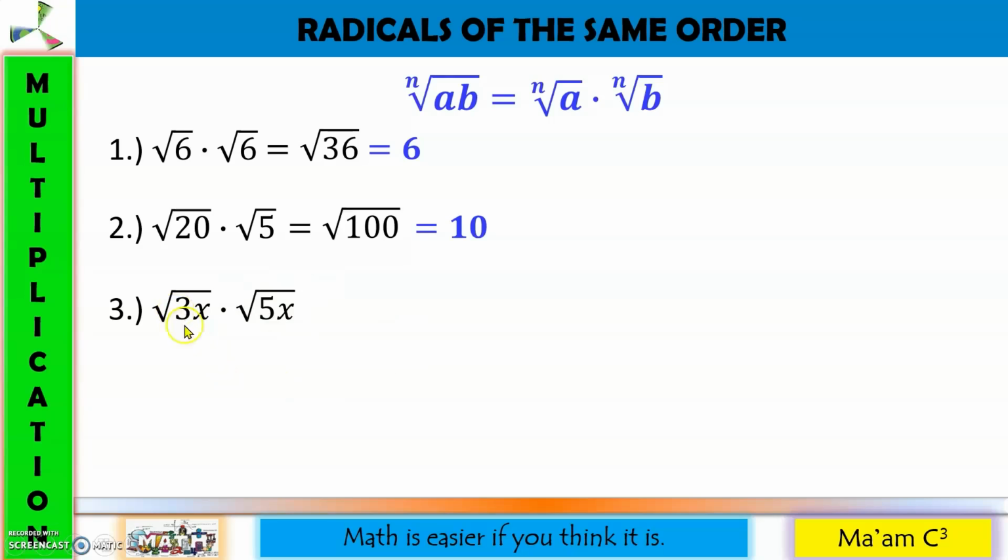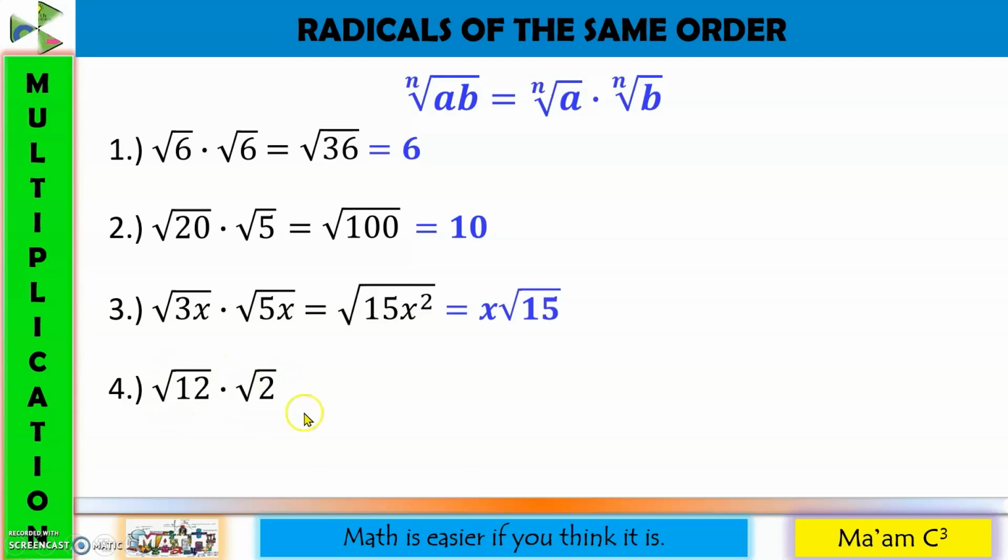Number 3, 3 times 5 is 15. 1 plus 1 is 2. So this is equal to square root of 15x squared. Since the index is 2 and the exponent here is 2, 2 divided by 2 is 1. So we can factor out 1x. So this is x square root of 15.